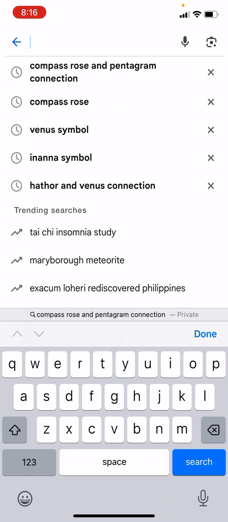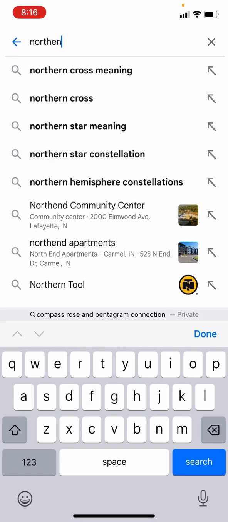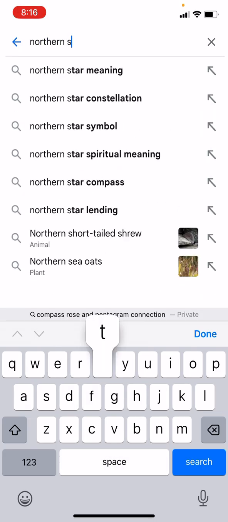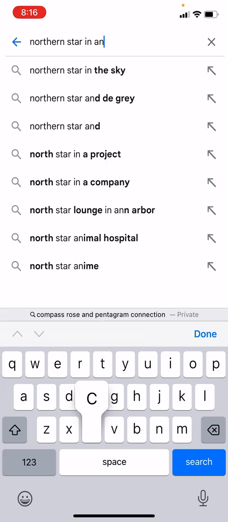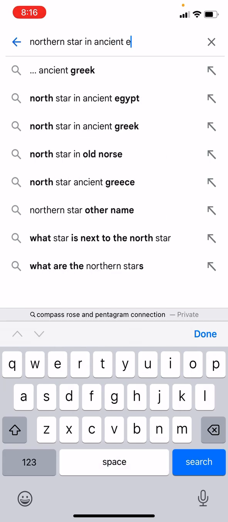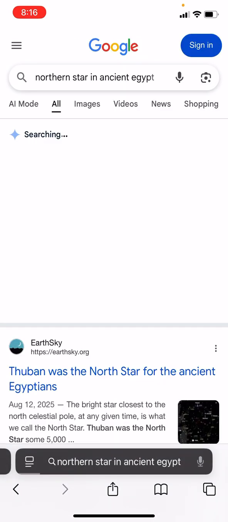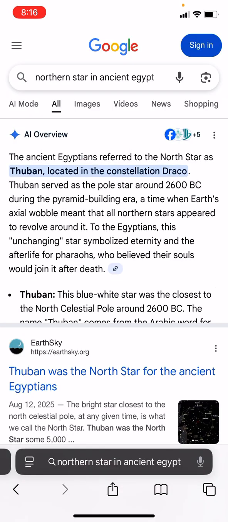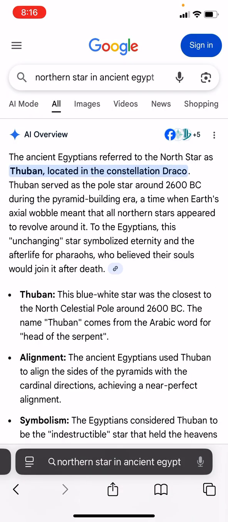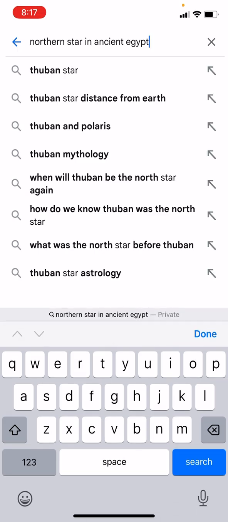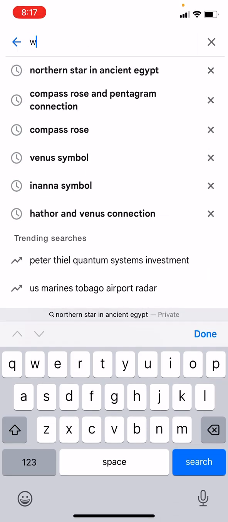Let's see. Northern star in ancient Egypt. It says the ancient Egyptians referred to the North Star as Thuban, located in the constellation Draco. So, the dragon constellation, right? Who represents the dragon in Egypt? Well, let's find out, shall we?